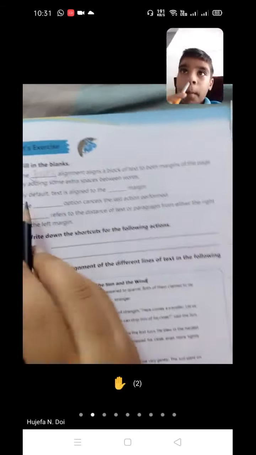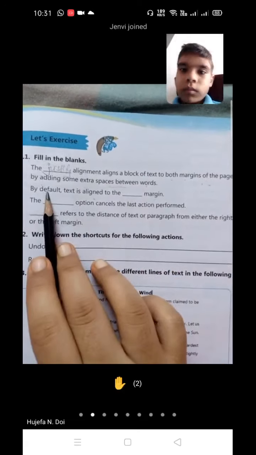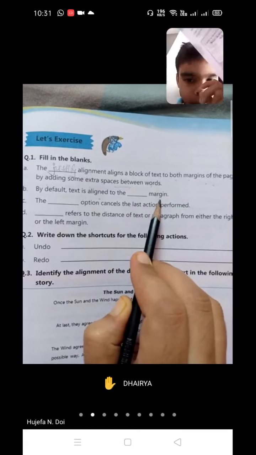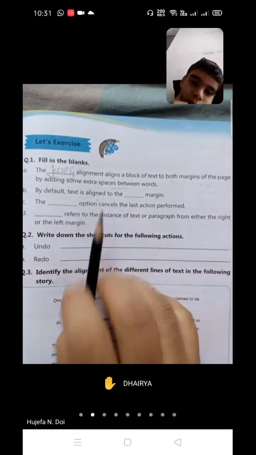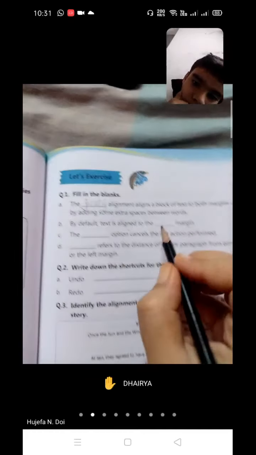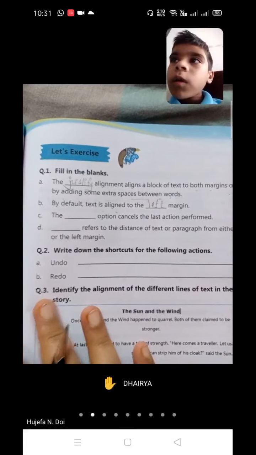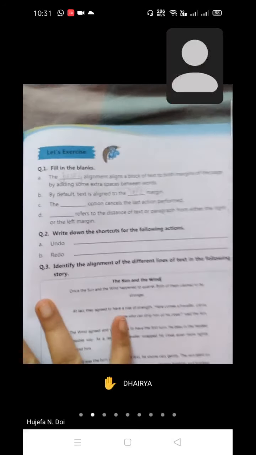B. By default, text is aligned to the blank margin. By default, text is aligned to a blank margin. By default कौन सी साइड पे होगा? Left. Write down the answer of B. Left.